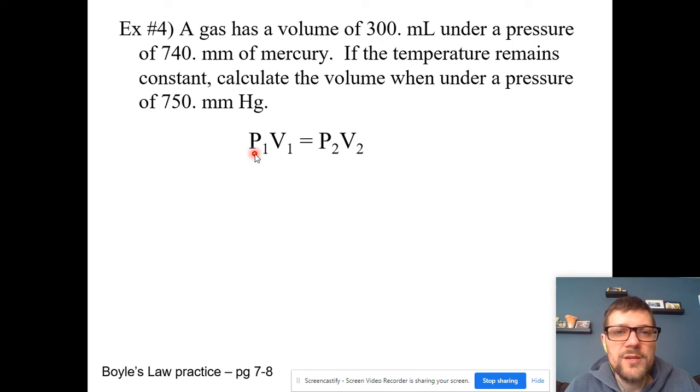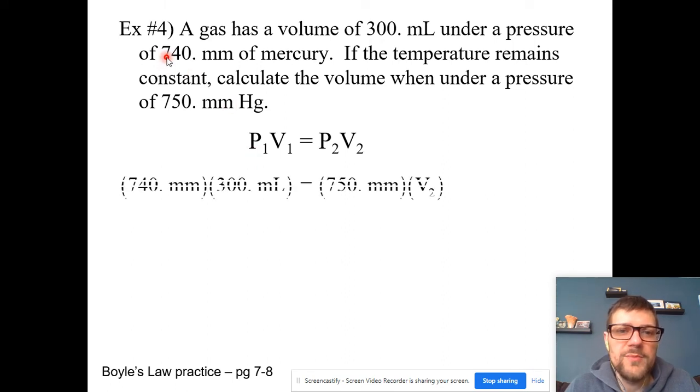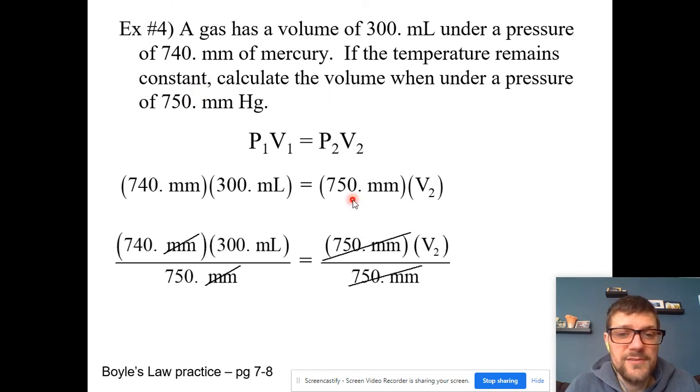So what is my starting pressure? It's 740 millimeters of mercury. What is my starting volume? It's 300 milliliters. What is my final pressure or volume? Well, in this case, I know the final pressure of 750 millimeters. I'm simply going to rearrange this. Divide both sides by 750, and my millimeters of mercury cancel out, and I'm left with milliliters. That makes sense. That's the units I'm looking for. So 740 times 300 divided by 750 will give you your second volume, 296.